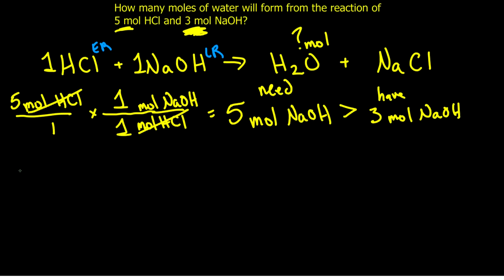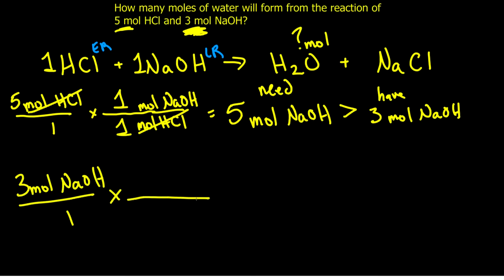So if I got 3 moles of NaOH, I need to figure out how many moles of water will I produce. So first we got to do our ratio between sodium hydroxide and water. Sodium hydroxide is on top, so I put it on bottom.